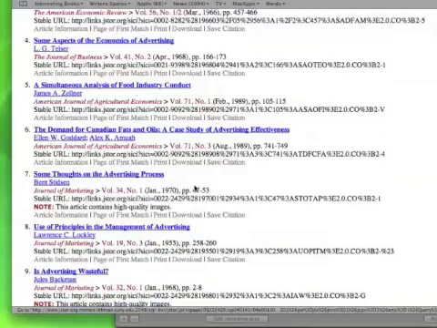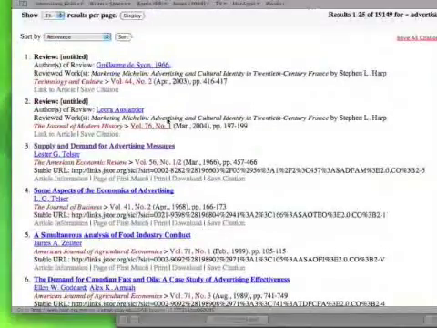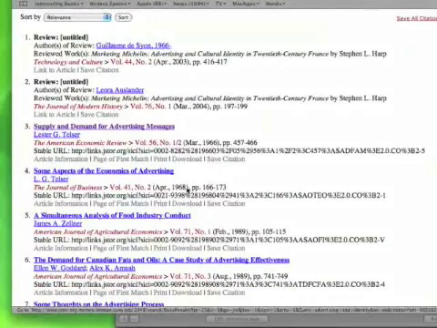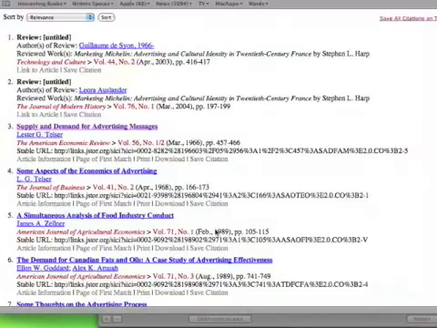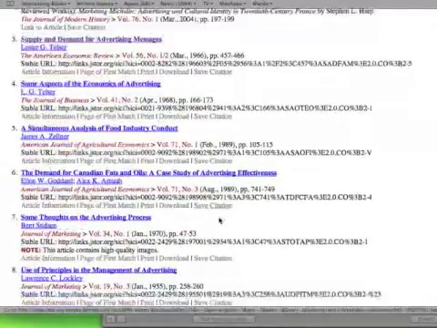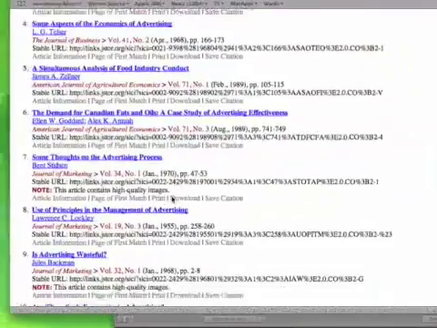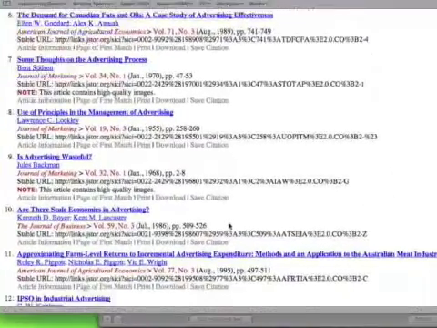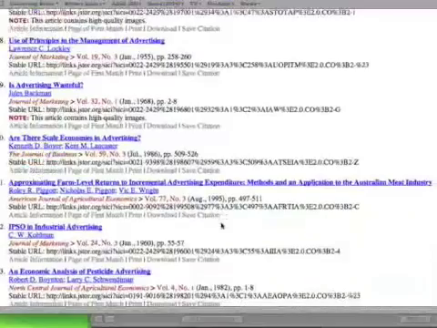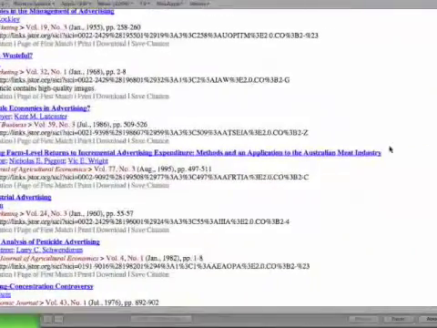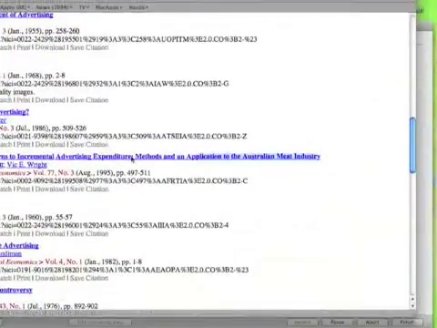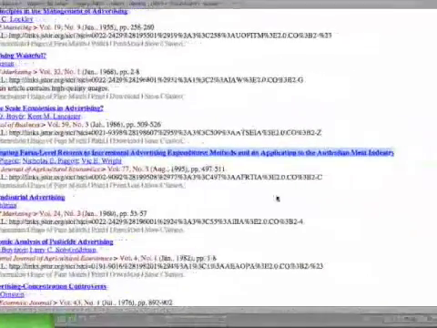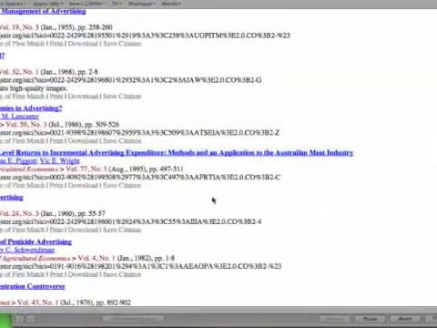Another thing that you want to do is find stuff that's fairly recent. It's strange how old some of these are right now. In 66 and 68. There's 89 coming up right here and here. 70, 55. I mean, stuff that's done in 1955 might not be as helpful for us because so much more scholarship has happened since then. And you can find some incredibly strange articles by doing this sort of stuff. Approximating farm level returns to incremental advertising expenditure, etc.